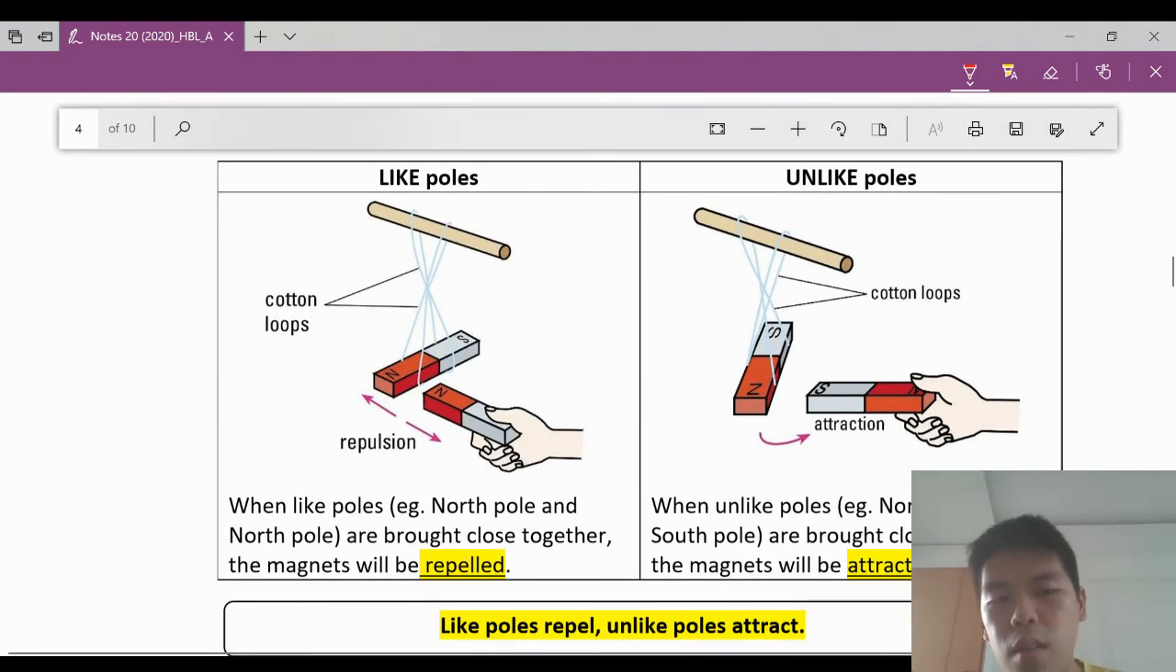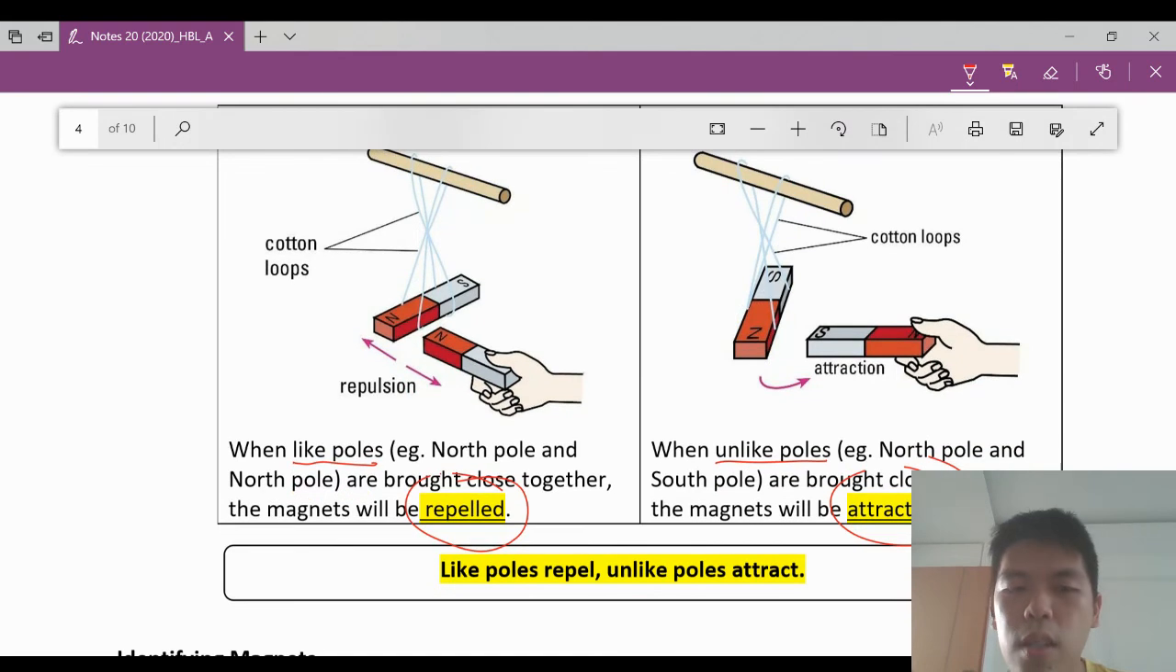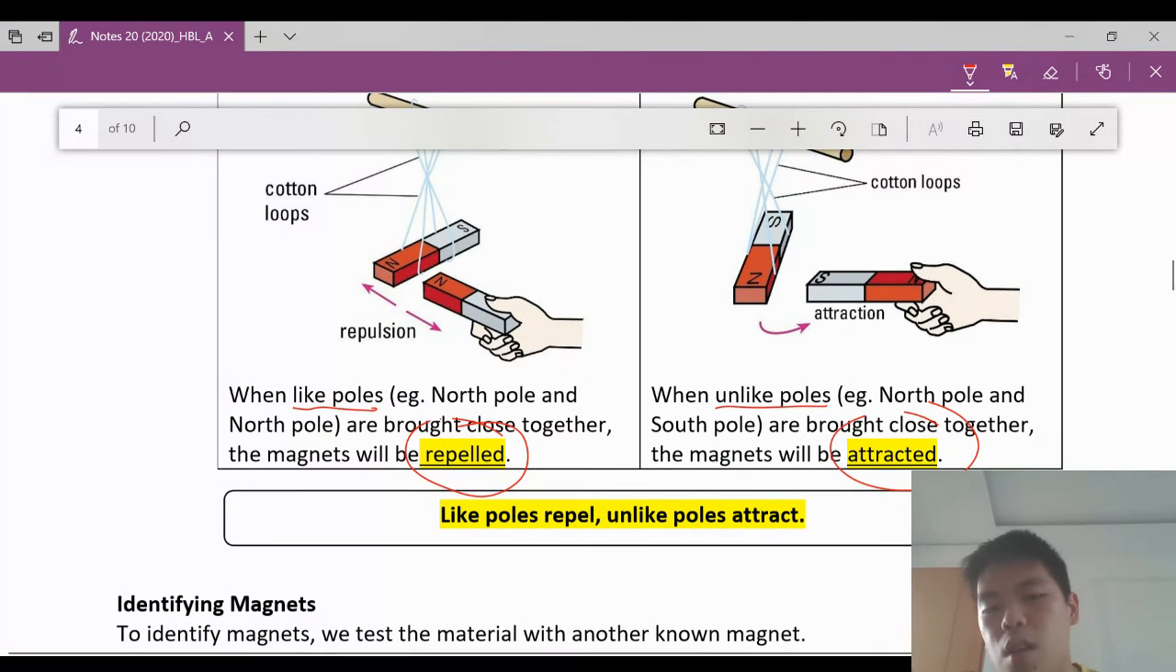Okay, so how do they behave? Let's say you bring another magnet along, so now there are two magnets. When like poles are brought together, the magnets will repel. When unlike poles are brought together, the magnets will attract. Please be careful, here we are talking about poles, not charges, as compared to in your electricity. So like poles repel, unlike poles attract.